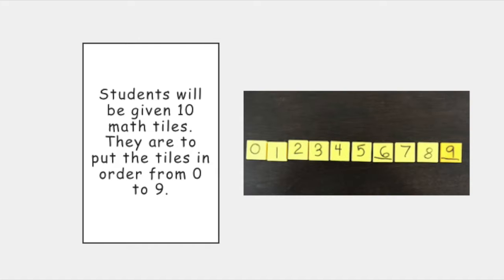Their first step is to put them in order from 0 to 9, and that just helps them to keep their workspace neat and tidy, and it also helps them easily and quickly see if they are missing a tile, and we'll talk about how to use the tiles in the following slides.